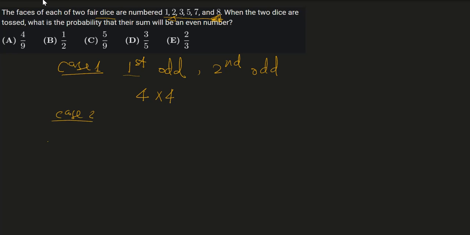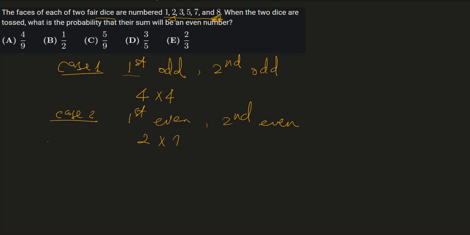And in case 2, we'll assume the first dice gives us an even. So the first is an even, and we only have 2 even faces. Therefore, that's 2 possibilities. And then times how many even numbers the second dice can give us. The second is an even, right? We need a sum of even.